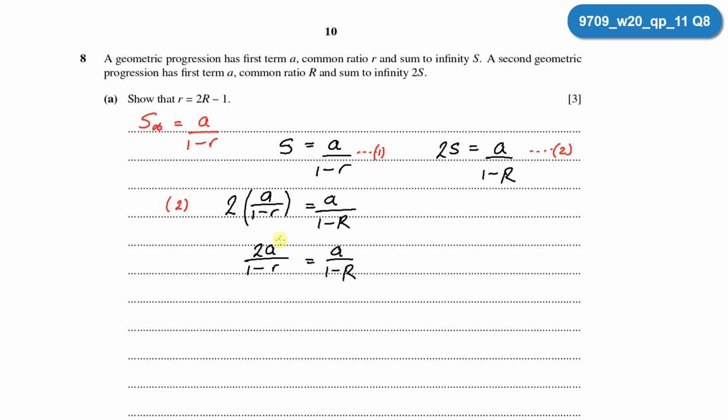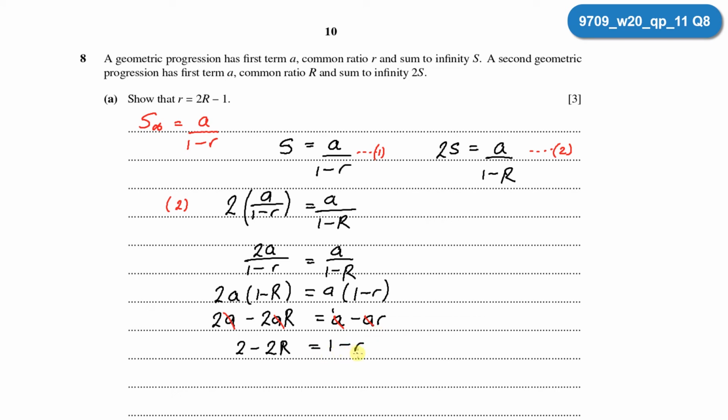Solving this, we can cross multiply. So we have 2a multiplied by 1 minus capital R is equal to a multiplied by 1 minus r. Then expanding the brackets, we have 2a minus 2aR is equal to a minus ar. Now you can see that a is common to all the terms, so we can divide both sides by a. We're left with 2 minus 2R is equal to 1 minus r.